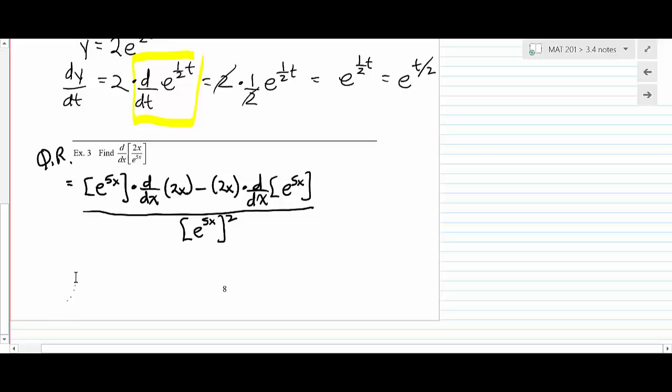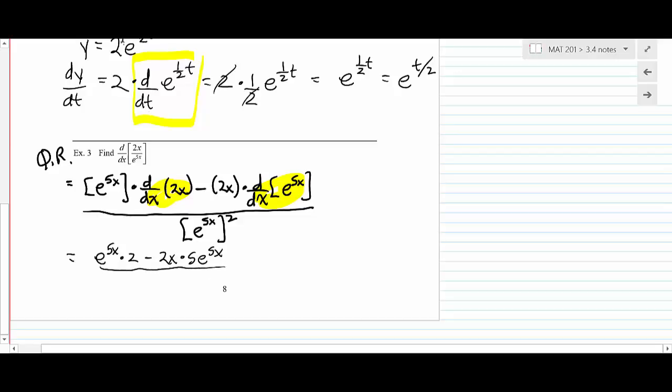Okay, all right, so from here, we're going to have e to the 5x. And then what's the derivative of 2x? 2, okay. All right, and then we have the 2x. All right, what's the derivative of e to the 5x? 5e to the 5x, good. That's the rule that we just learned. So we write that as times 5e to the 5x.